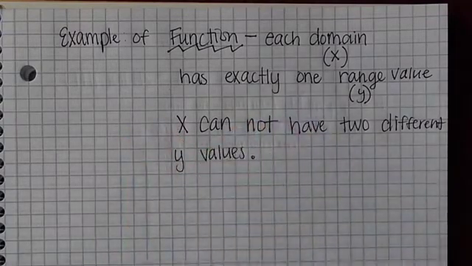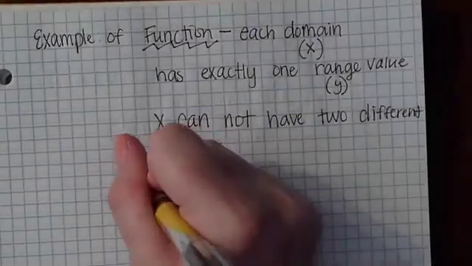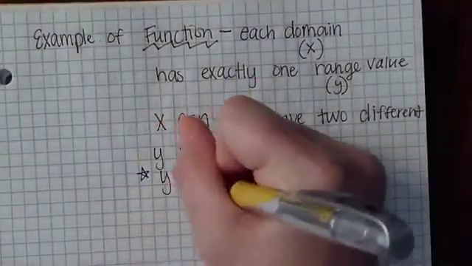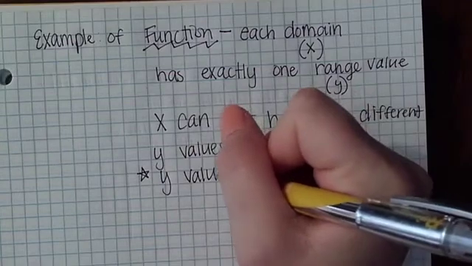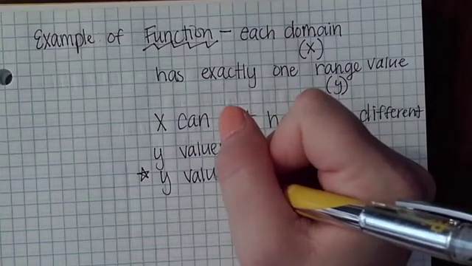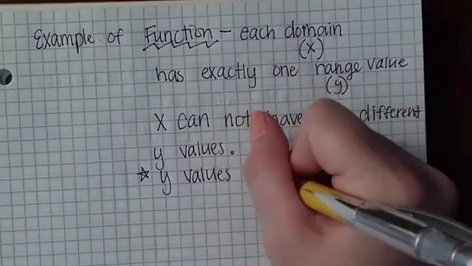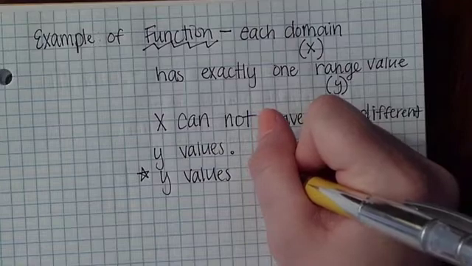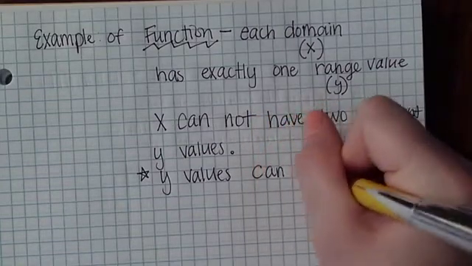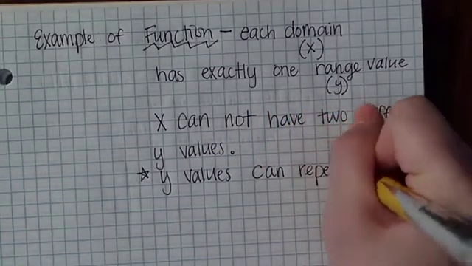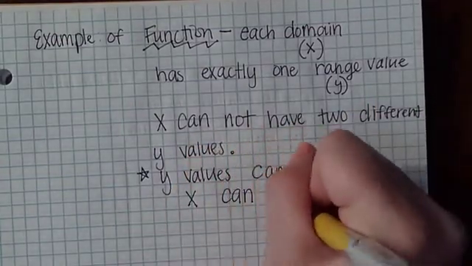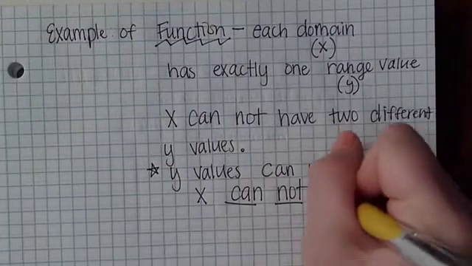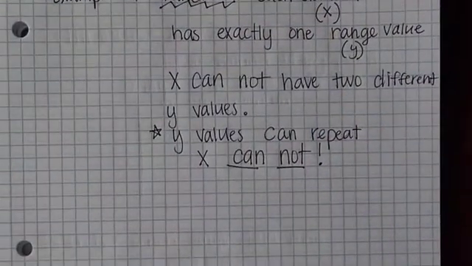And I want you to go ahead and put this note. I'm going to turn off my air conditioner so that it's not so loud. Y values can repeat, x can not. And I'm going to show you that in a table in just a second.